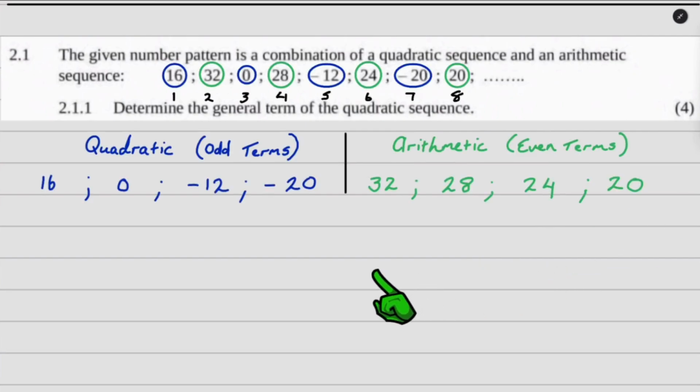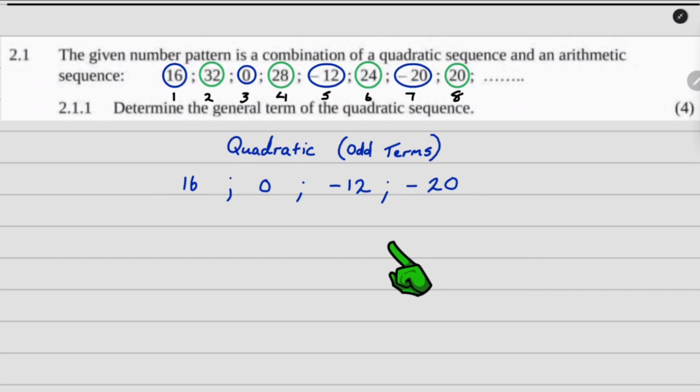Okay, so my quadratic pattern is in blue. And we can see it's the odd terms. So like the first term, the third term, the 5th term. So the odd term numbers are the quadratic pattern, which will make the arithmetic sequence the even terms, so like the 2nd term, the 4th term, the 6th term, so on and so forth. Now I only want the general term of the quadratic sequence. So for now, I'm going to ignore the arithmetic sequence and just work with the quadratic sequence.